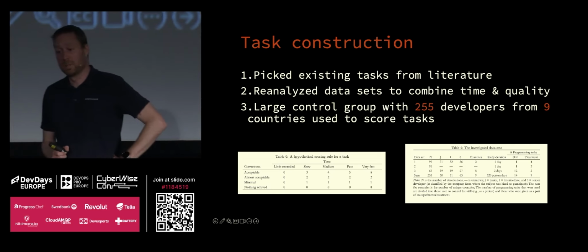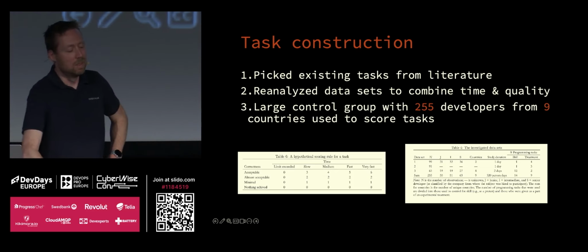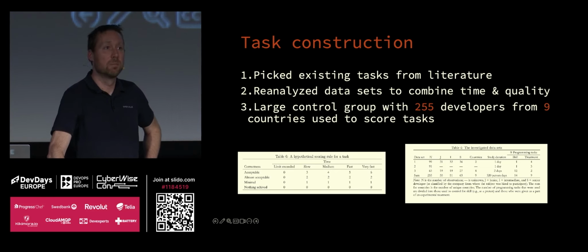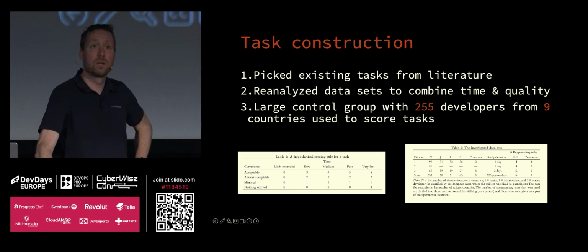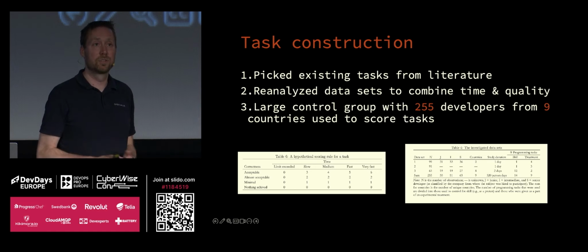So now he picked some existing tasks from literature. He reanalyzed those data sets based on the additional research that he did for time and quality. And now he needed to create a control group. And the nice thing here is that he actually got a subsidy of almost €500,000. And he used that to hire developers, basically from different countries, from different skill levels. And he used that group to bootstrap the model.